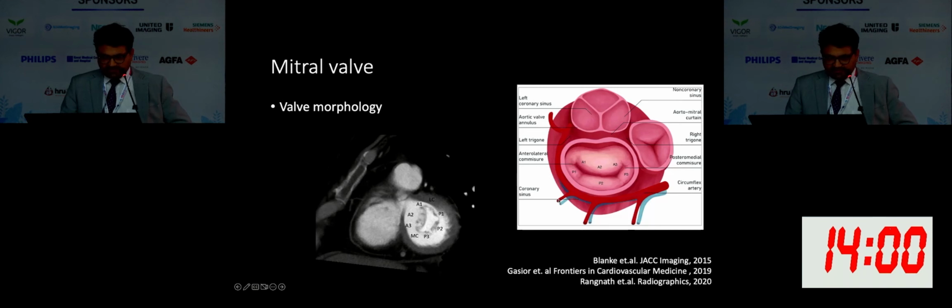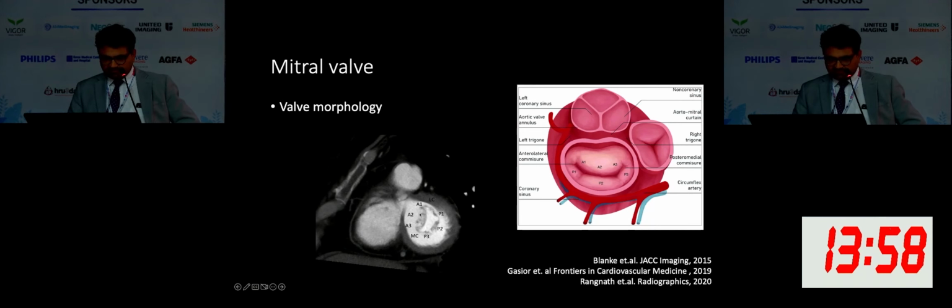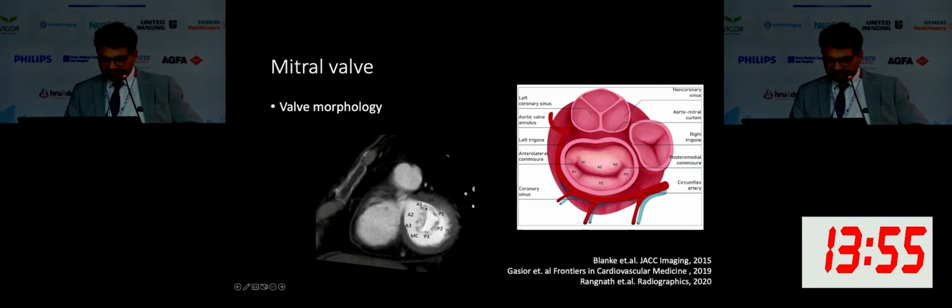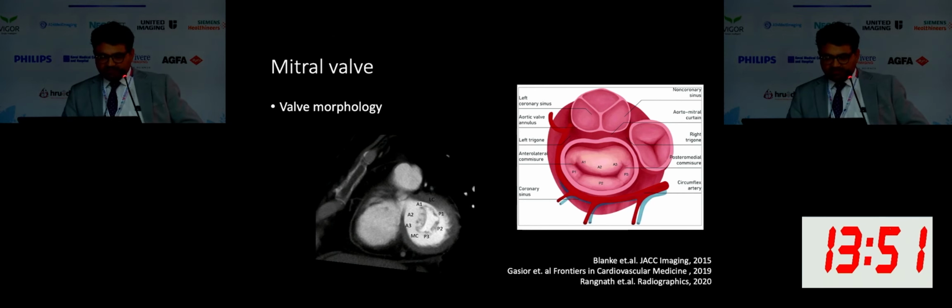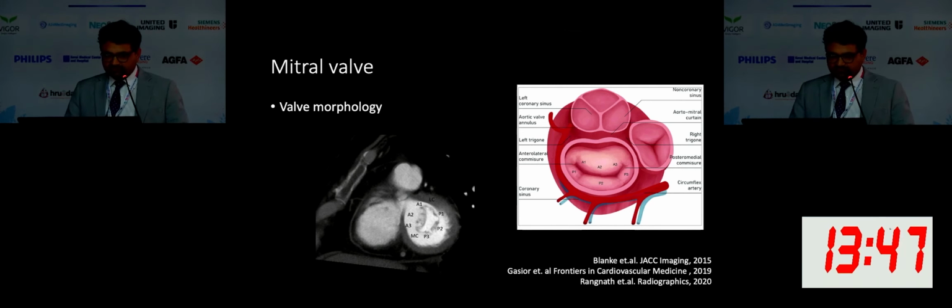Looking at the valve on a short axis image here, the valve is composed of, as I said, two leaflets, anterior and posterior, which are again subdivided into A1, A2, and A3 subcomponents anteriorly, and P1, P2, P3 posteriorly. And there are two commissures, the medial and lateral commissures.